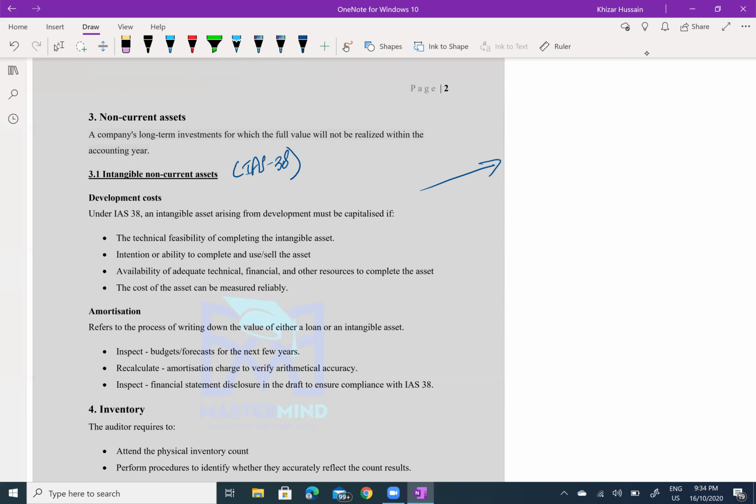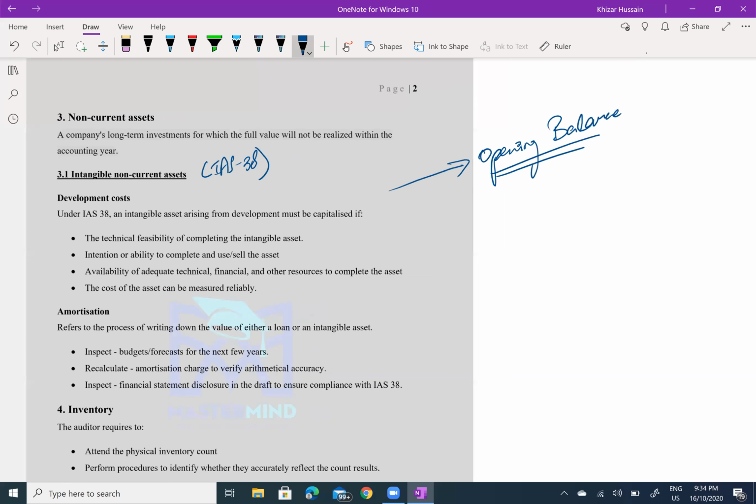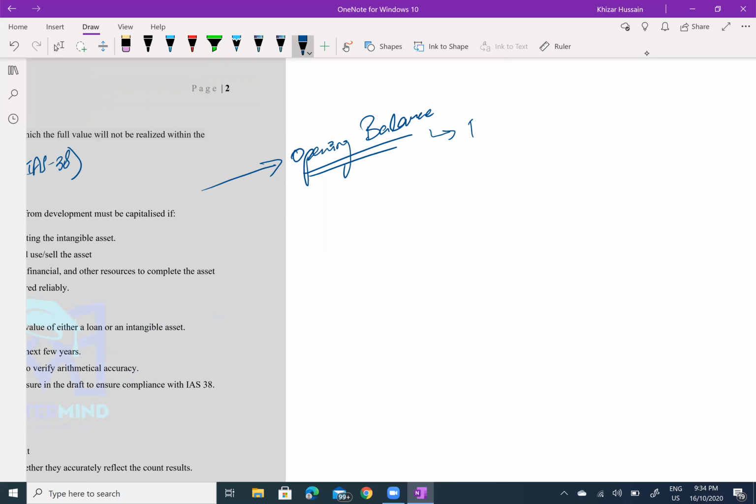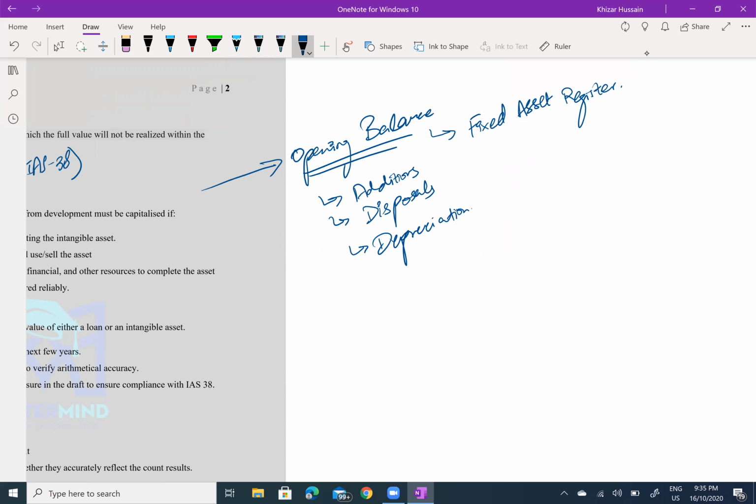So let's start with the opening balance. I know a schedule of opening balances. So basically what you would want is the fixed asset register, then additions to the assets, disposals, depreciation. In the intangible case, it's amortization.